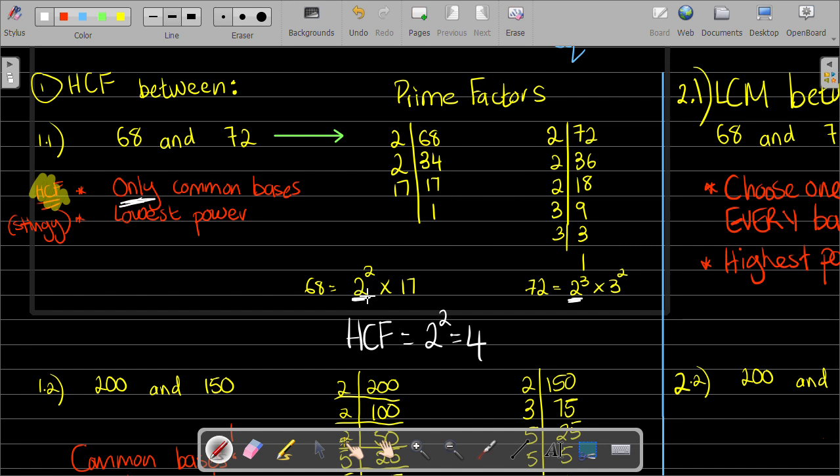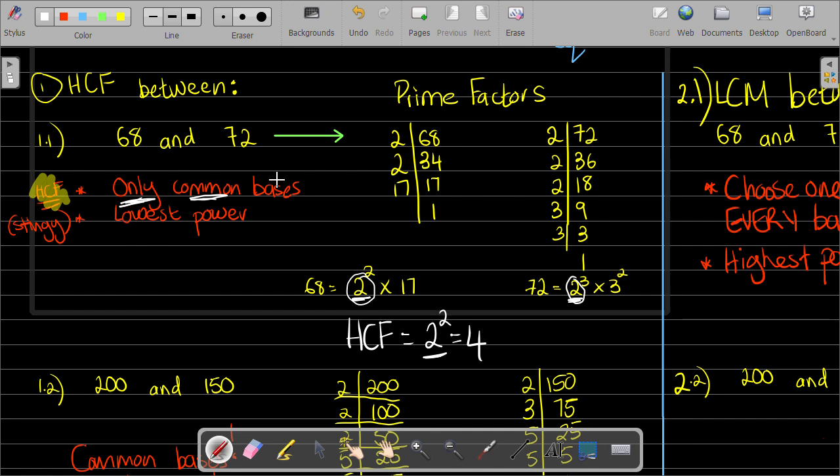Well, what I mean is, if we look at all the bases for 68, we have 2 and 17. The bases for 72, we have 2 and 3. So we're only going to choose the common bases, right? So what are the common bases here? Well, 2 is over here and 2 is over here. Those are common, right? So we're going to choose 2. And then don't choose any other bases because they're not common with each other, right?